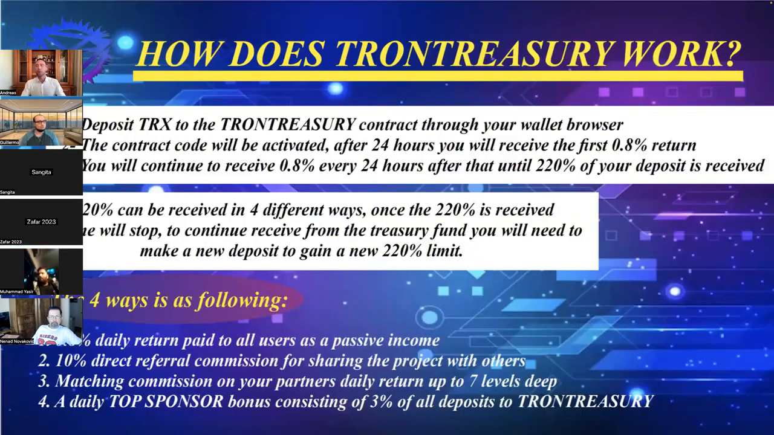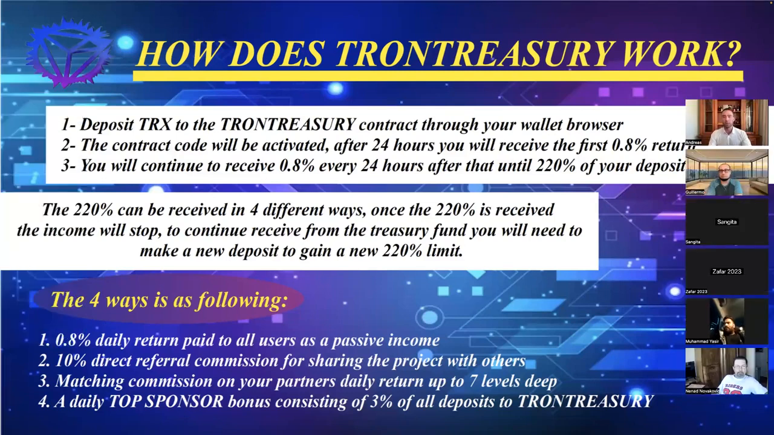Now, how does Tron Treasury work? Let's break it down very, very simple. First step, you deposit TRX to the Tron Treasury contract through your own personal wallet browser. The contract code will be activated, and 24 hours after, you will receive your first 0.8% return. You will continue to receive that 0.8% every 24 hours until 220% of your deposit has been received.